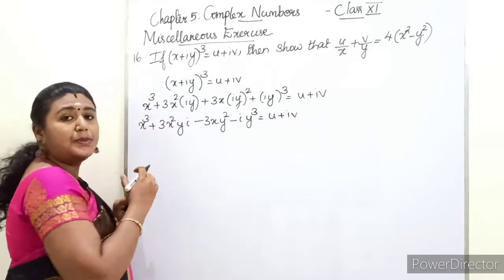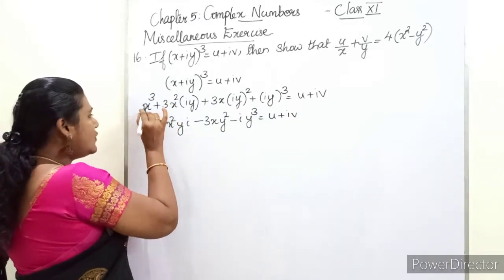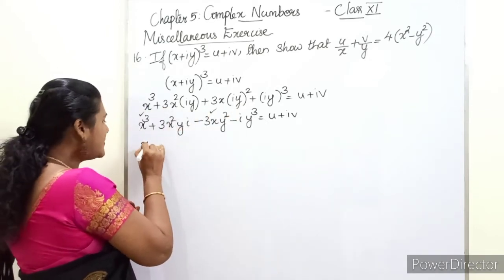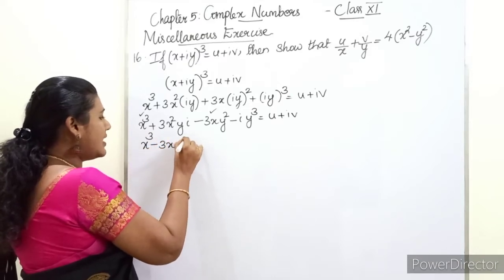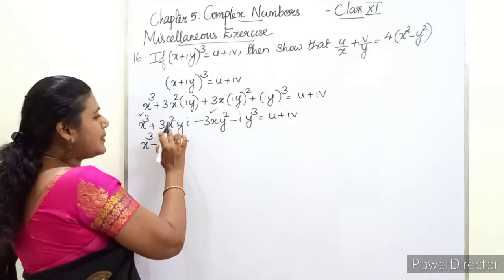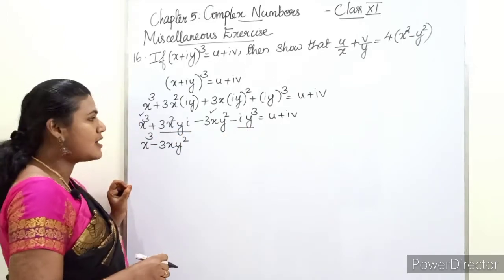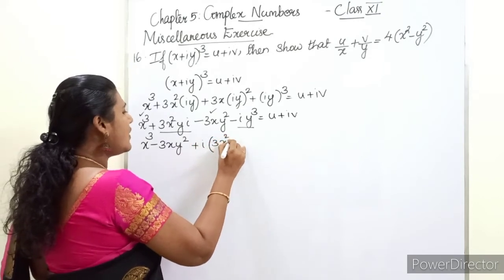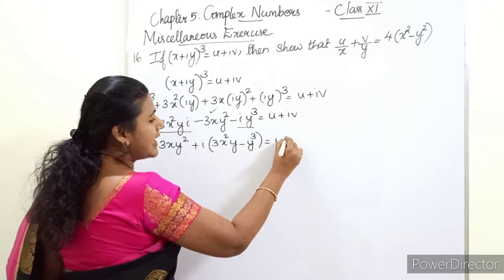Now we will group the real part and the imaginary part on the left side. So x³ and these two are the real part, so we will group them together: x³ − 3xy². Then the imaginary part: these two terms are the imaginary part. From this we will take i common. So plus i(3x²y − y³) = u + iv.